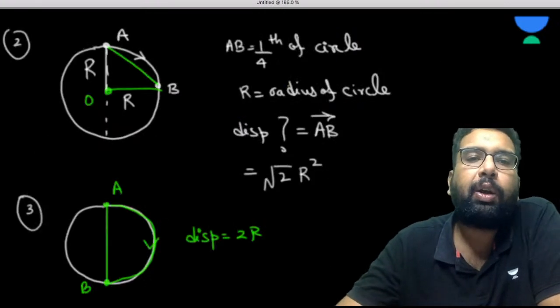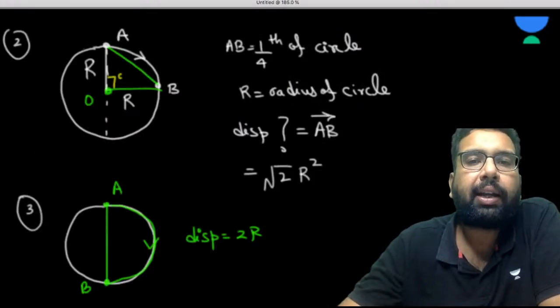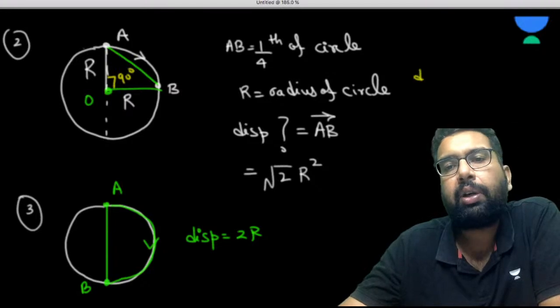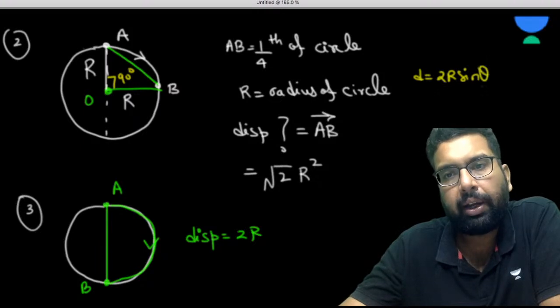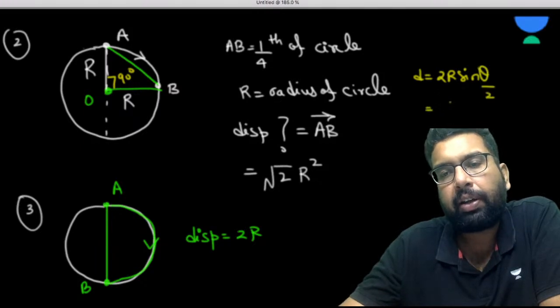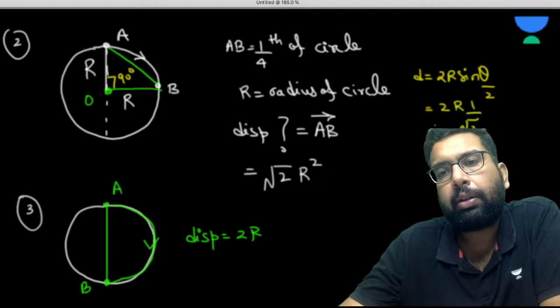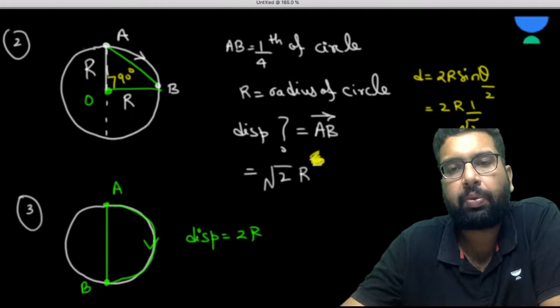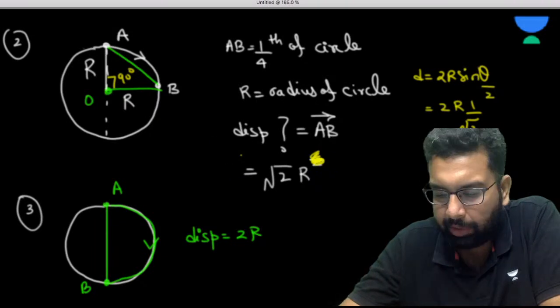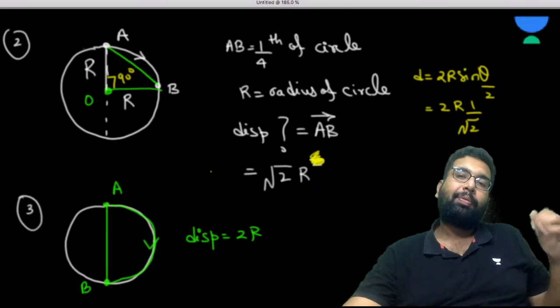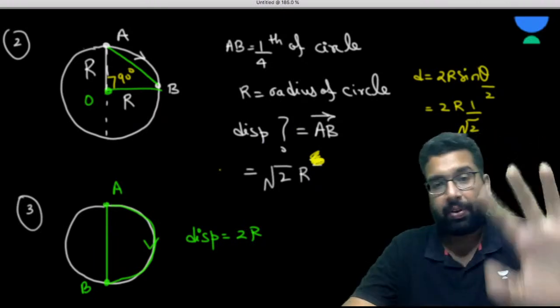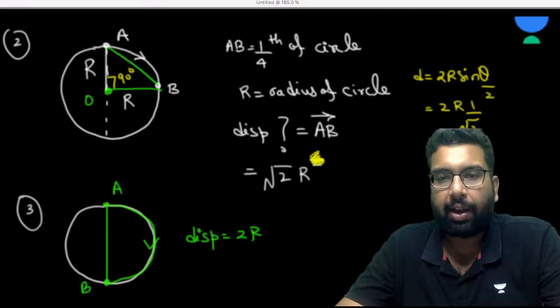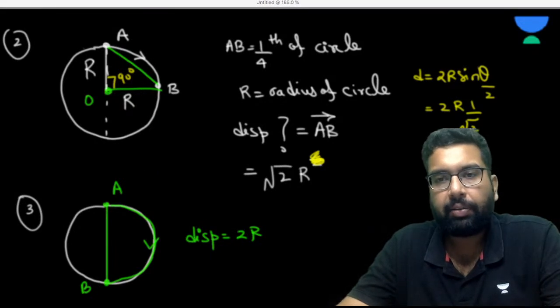Similarly here, what is this angle? Obviously this is 90 degrees. So d is equal to 2r sine theta by 2. Sine 45 is 1 by root 2, so 2 by root 2 is root 2 of r. Why have I written r square here? This is root 2 of r, not r square. We have taken the Pythagoras theorem, then we have done it. So many mistakes are happening with me today. I'm sorry for that. This is not r square, this is root 2 of r. Please make the necessary correction.